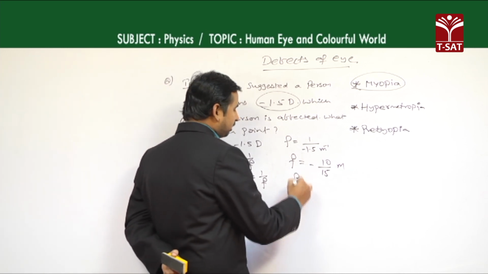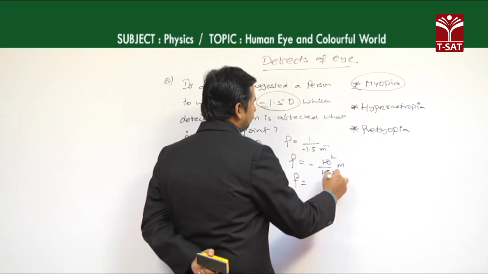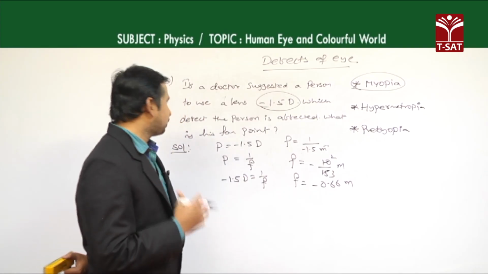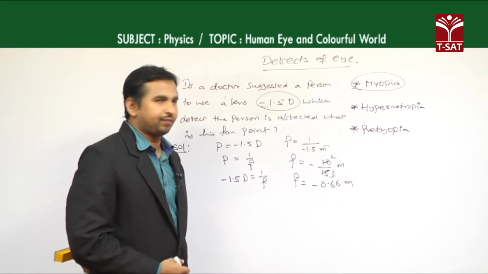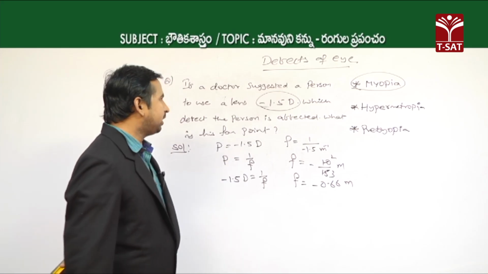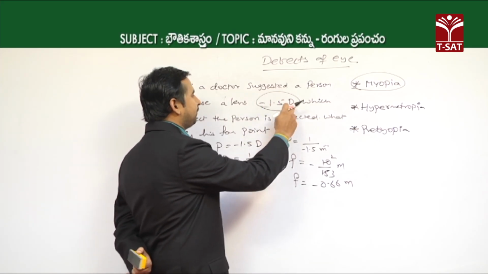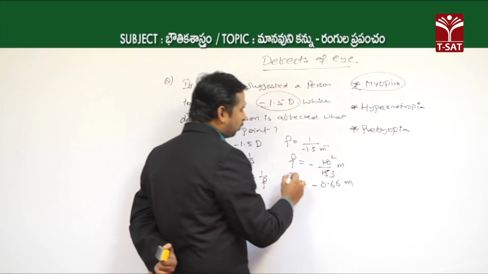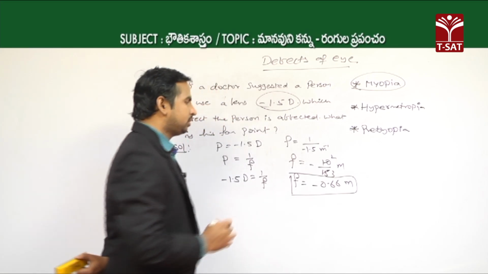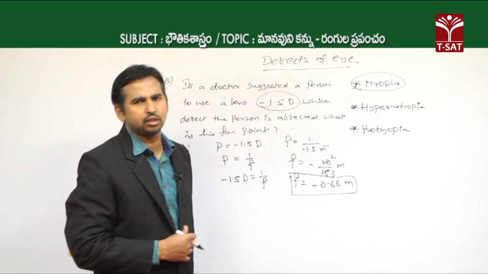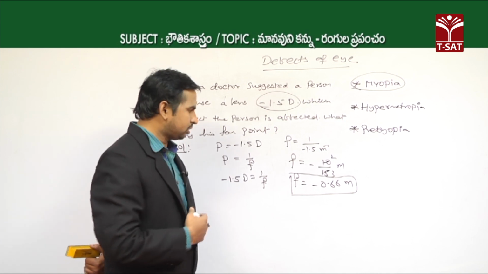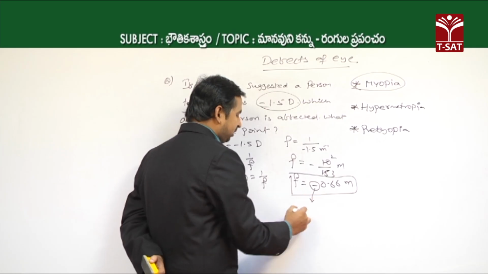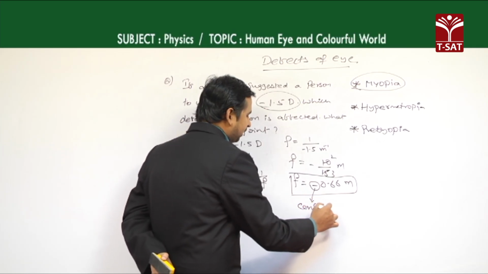Then the focal length becomes f is equal to 0.66 meters. Now, which defect is the person affected by? Here the recommended power is minus 1.5 D. As it is minus 1.5, we are getting the focal length minus 0.66 meters, or you can write that also as 66.66 centimeters. The minus sign on the focal length means nothing but a concave lens.